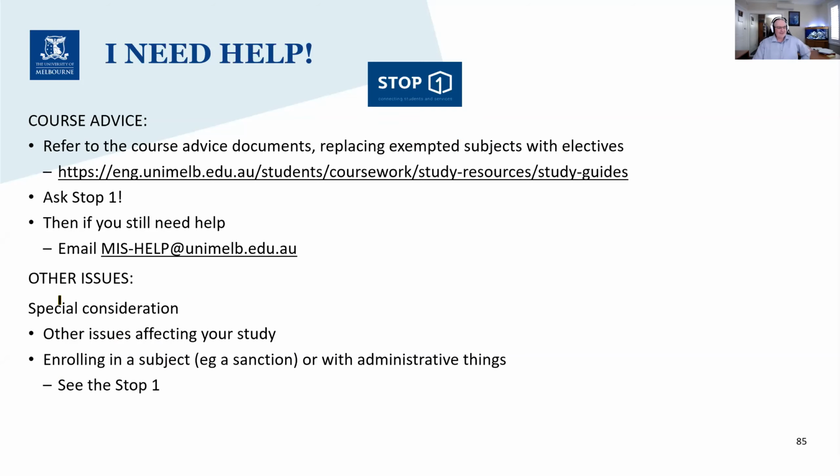If there are other issues, such as special consideration issues, those should go to Stop 1, because there's not much I can do as an academic about those. Other issues affecting your study, such as your mother's gone crazy, or your dad's out of work and you have to work the job, or your mum's out of work and you have to work the job all the time, Stop 1 will deal with, not us. Sanctions around subjects or anything administrative all goes to Stop 1.